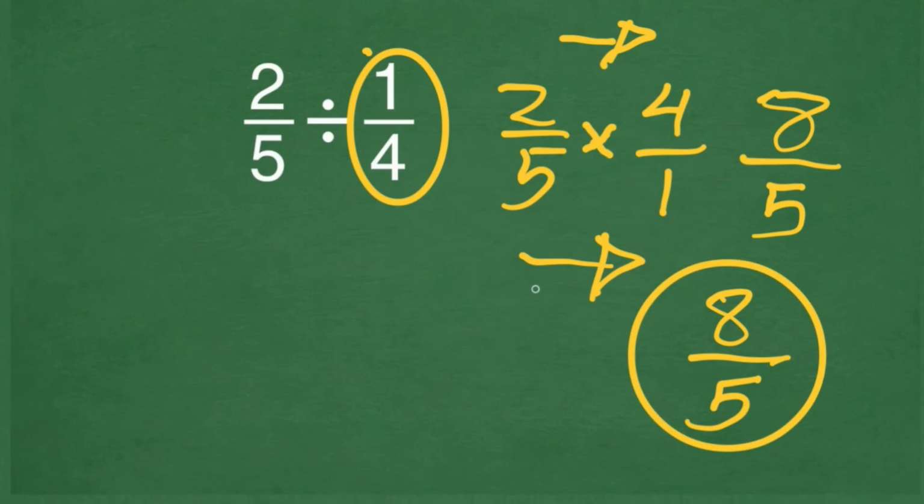Just to recap, all you have to do is find the reciprocal, which is just the flipped version of the right-hand side fraction, and then multiply straight across, top times top and bottom times bottom. That is it. Every fraction division problem works exactly this way.